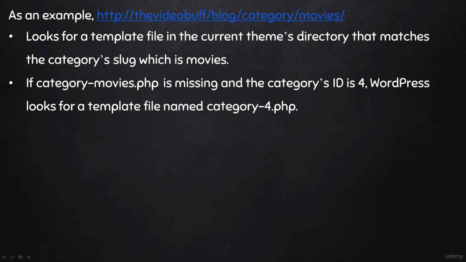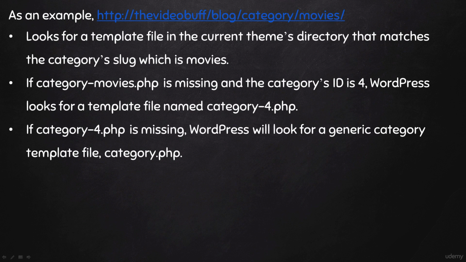Now, the ideal template file name for such a scenario would be category-4.php. So if category-4.php also doesn't exist, WordPress will then default to the next level, which would be to look for a generic category template file, which is now category.php. So you see how WordPress works. It first of all goes to the very end of the URL, which is movies. It looks for a template file that has something to do with category-movies. Oh, that doesn't exist. Okay. It then tries to look for category-4. That doesn't exist either. It then falls back to the next level, which is now a generic category.php.